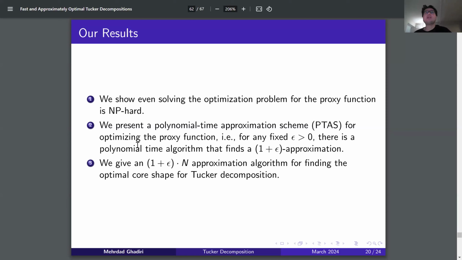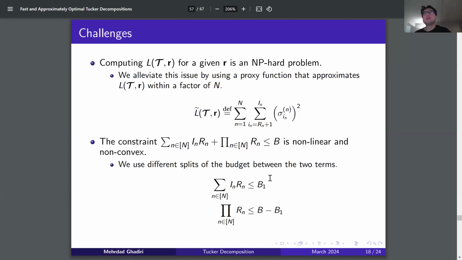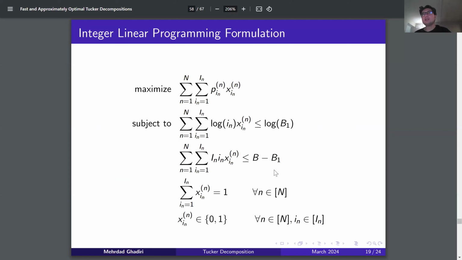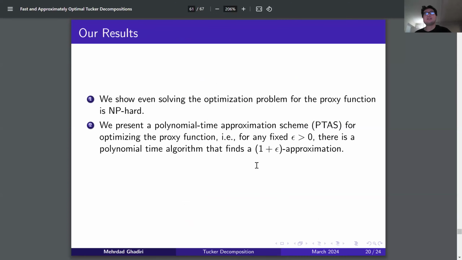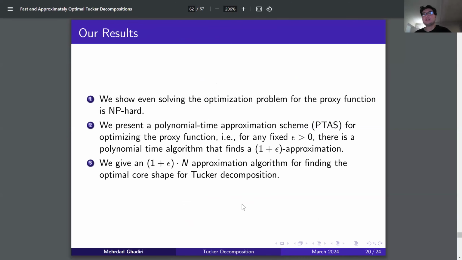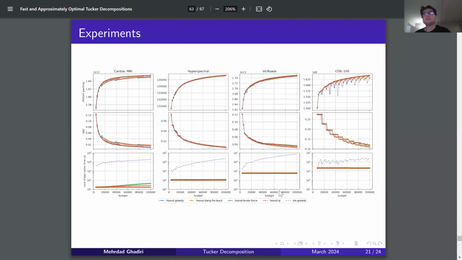And then this gives me a 1 plus epsilon times n approximation to the core shape problem for the Tucker packing problem. This needs an extra step. Why? Because for the problem I'm talking about, I have already done the budget splitting, so it is not clear how many different options for this budget splitting I need to try. And we show that you only need to try log many different budget splittings. That's the last part of the proof, where we show that you can get this approximation for the Tucker packing problem.